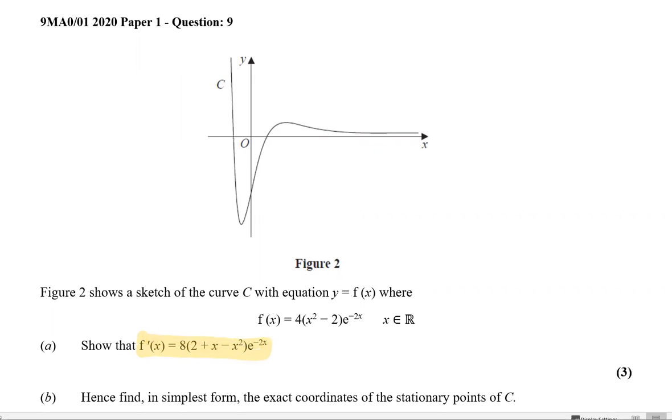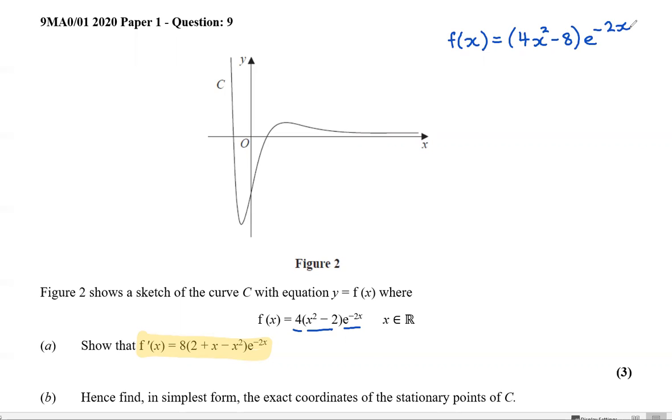The first thing that's apparent is that I've got 3 factors: 4, x squared subtract 2, and e to the negative 2x. It would be beneficial if I just had 2 factors in my function so that I can perform a differentiation using the product rule. So I'm going to rewrite my f of x like this. If I multiply the bracket by 4, I'm going to have 4x squared subtract 8, and then that's going to be multiplied by e to the negative 2x.